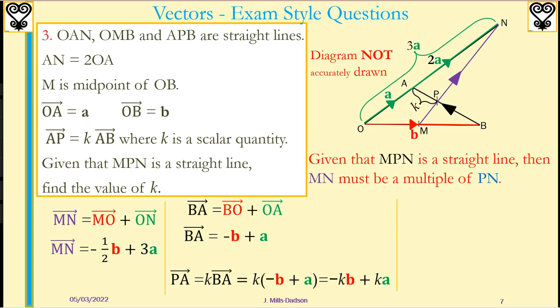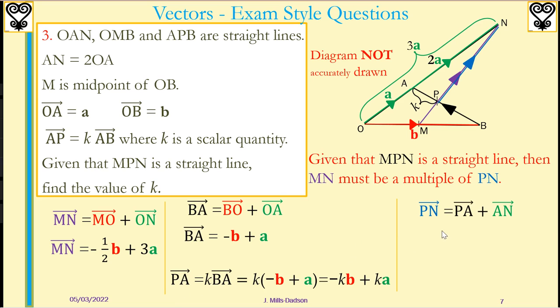Now, we've been given a clue that vector AP is K vector AB, right? So, given this, it means that the fraction is K. So we are now going to multiply K through the vector BA. This is what we have. So PA will now become negative KB plus KA. So that is the vector for PA.